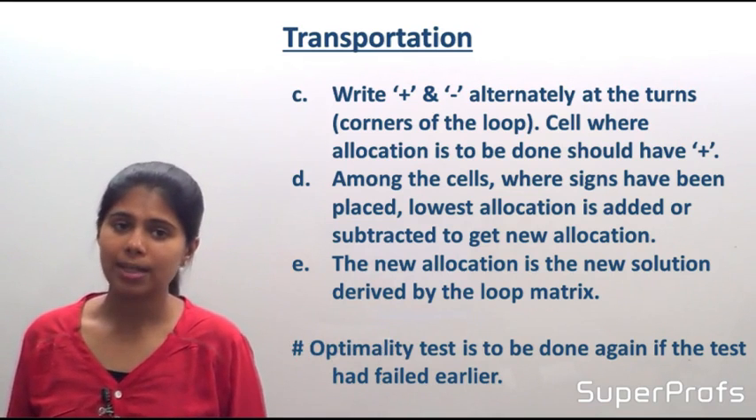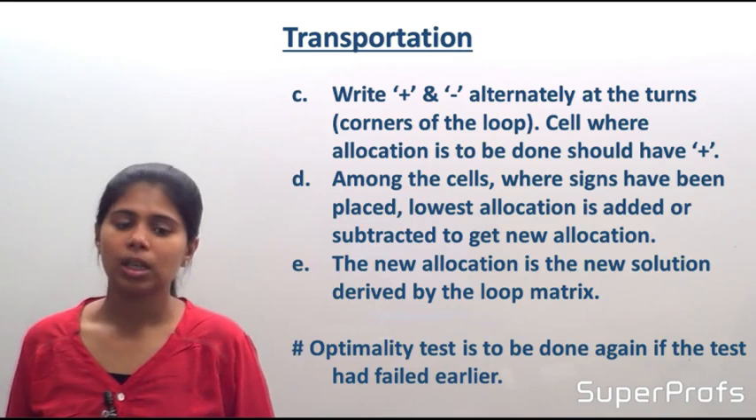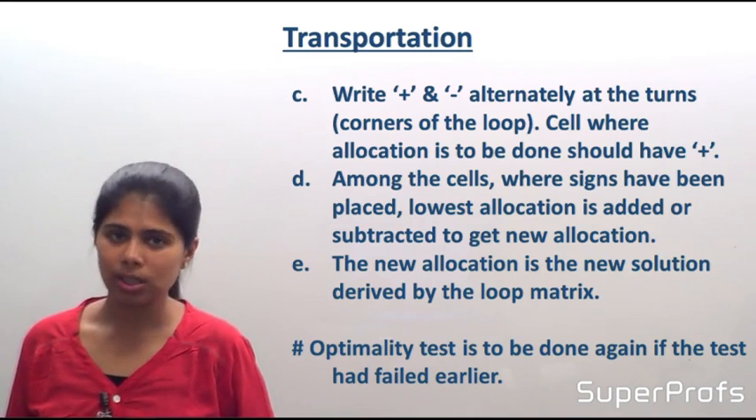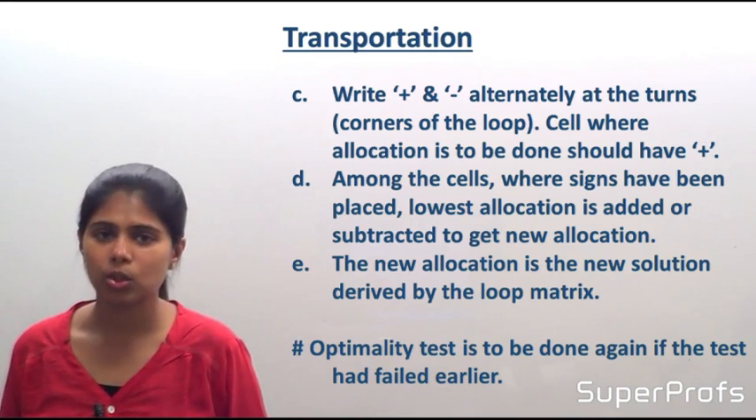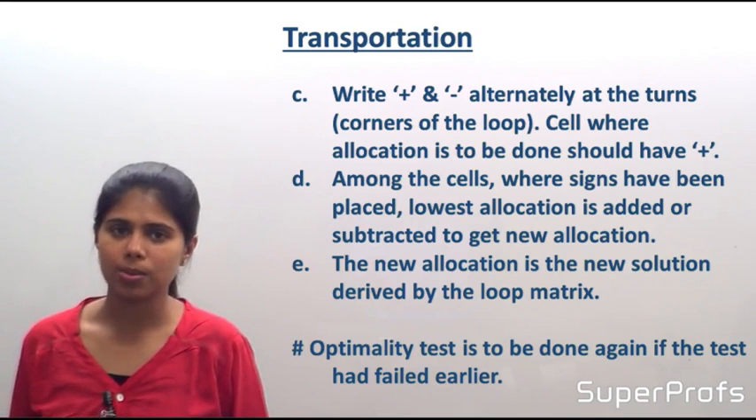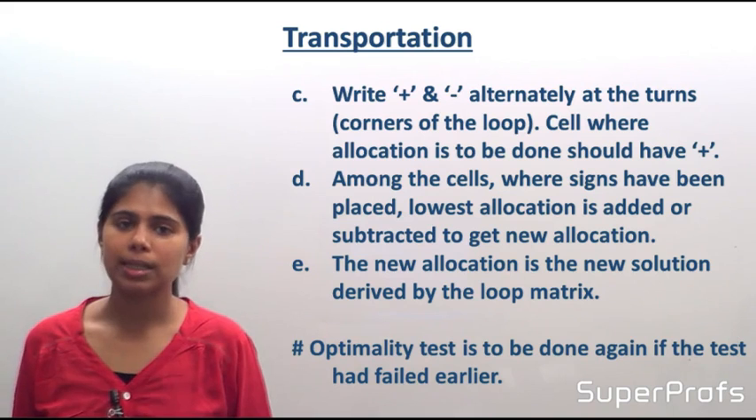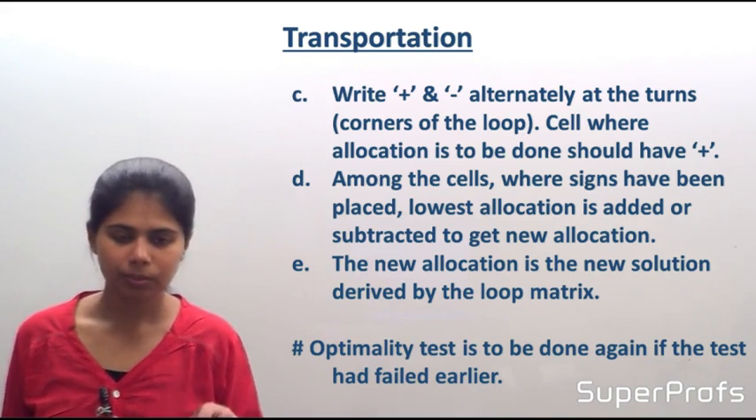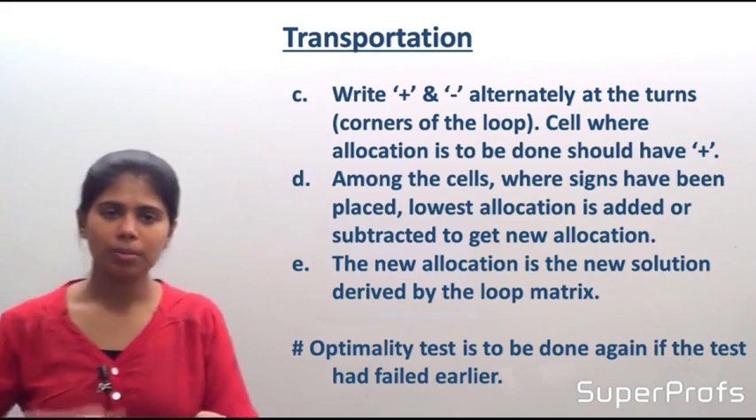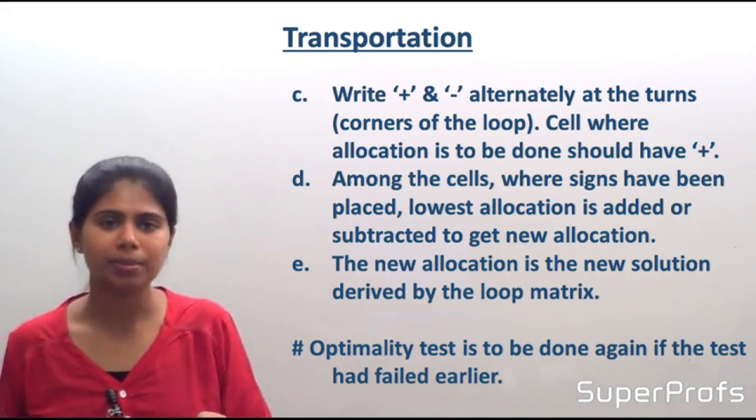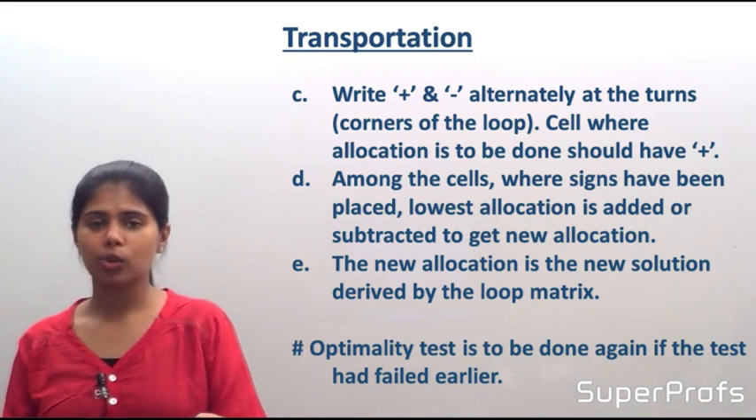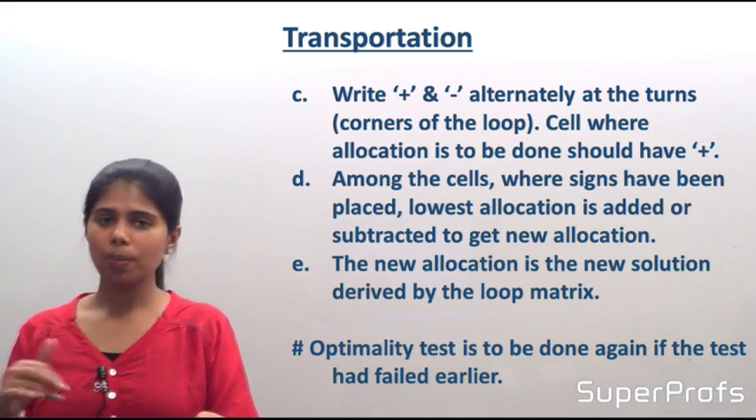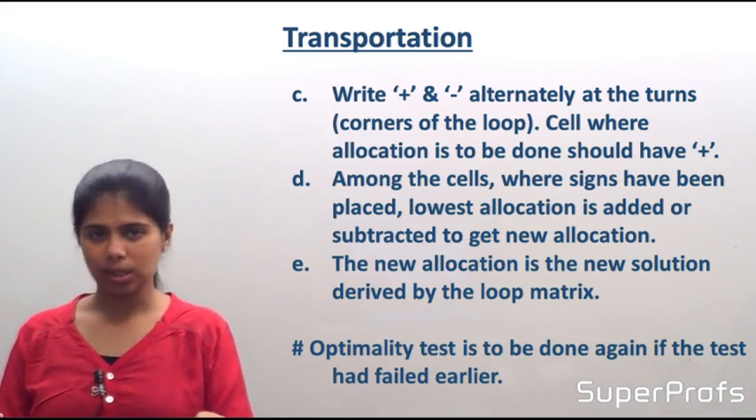The optimality test is again to be redone if the test had failed earlier. If it's an alternate solution, then you need not do it. But if it was not the optimal solution earlier and you were trying to find the optimal solution, then the optimality test will have to be done. If you remember, in the example that we were solving, we had zeros and we said that there are 3 alternate solutions possible. So using this loop matrix, let's try to find the alternate solution.